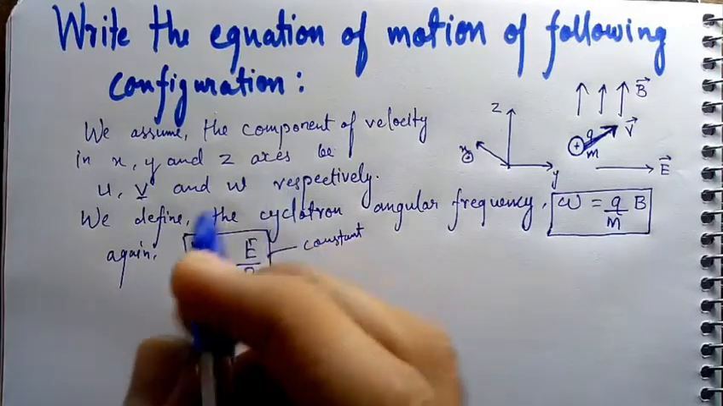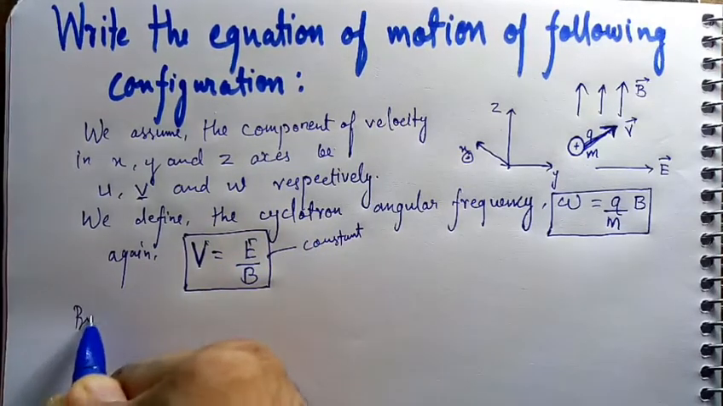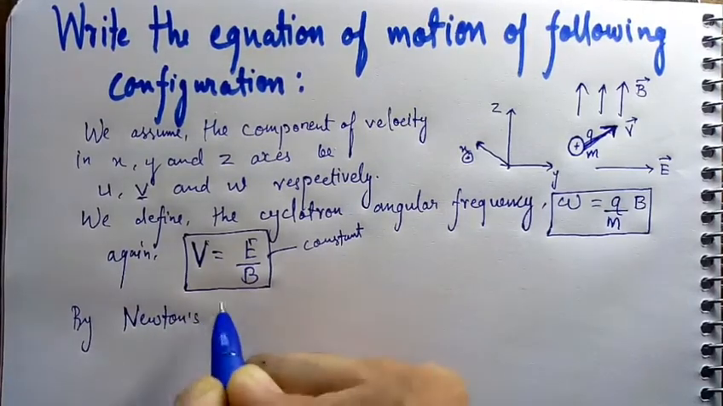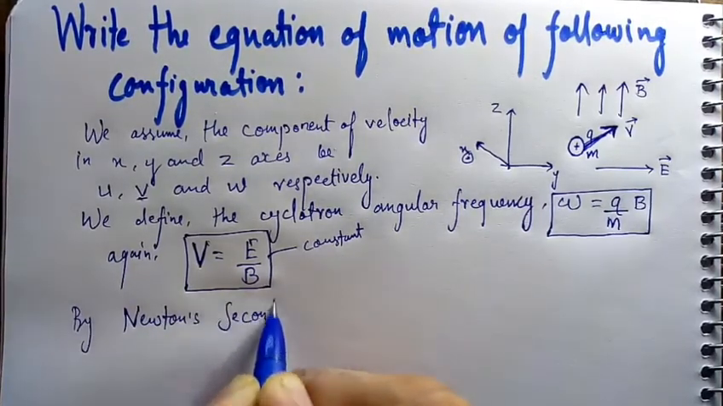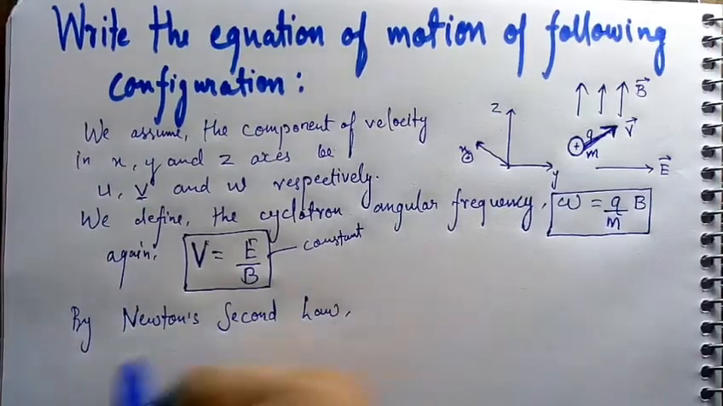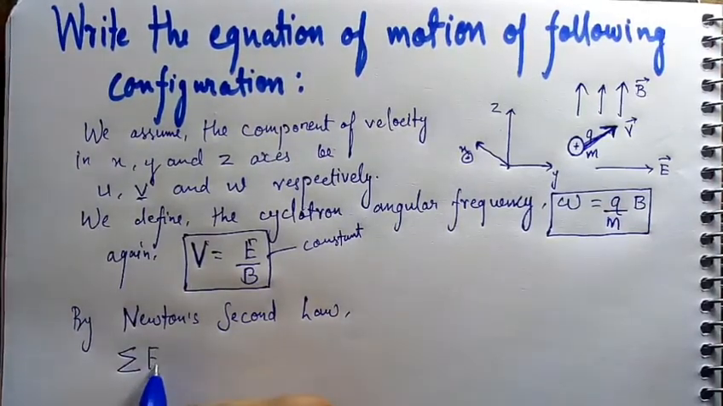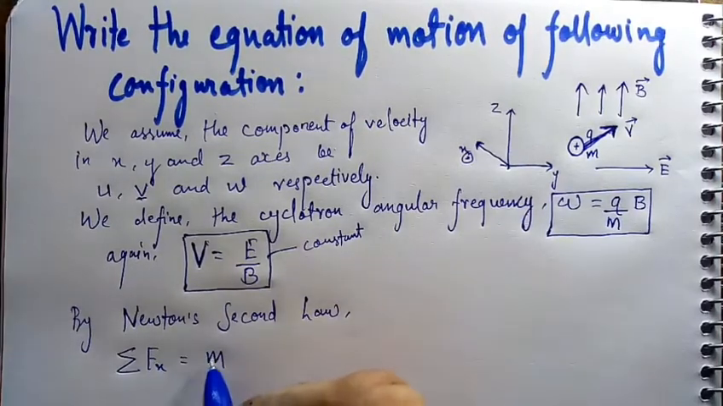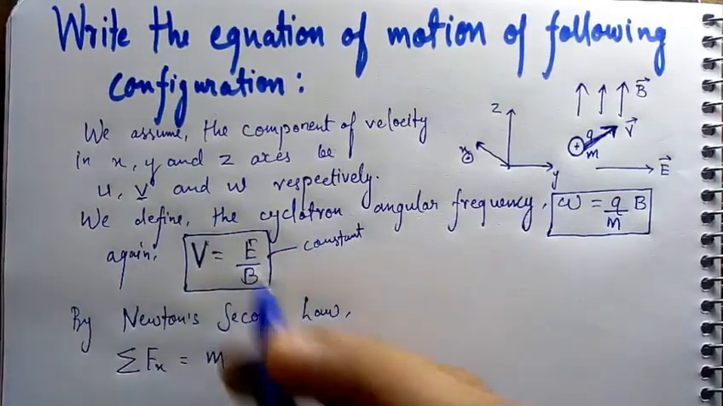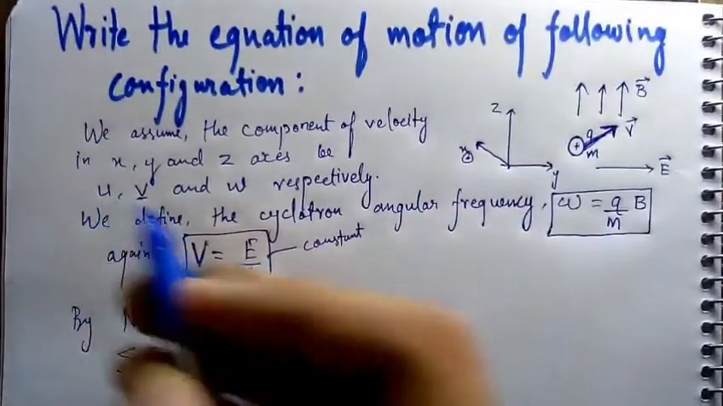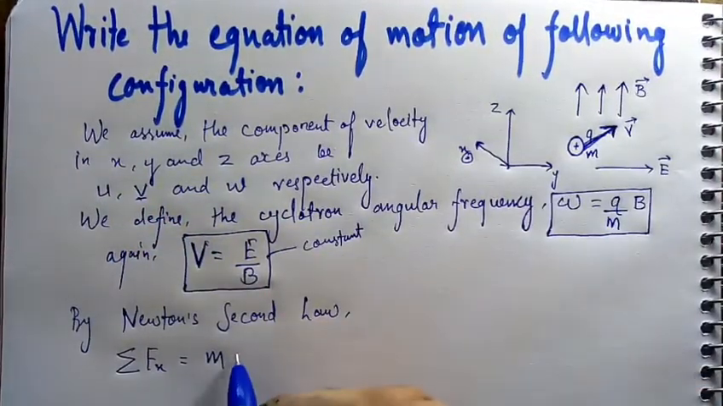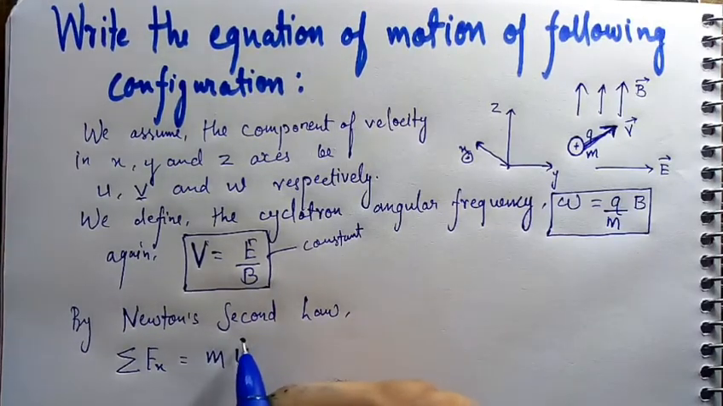We start with Newton's second law. By Newton's second law, the sum of forces in the x direction would be equal to mass times acceleration in the x direction. Acceleration in the x direction can be written as the time derivative of u. The dot represents the time derivative.